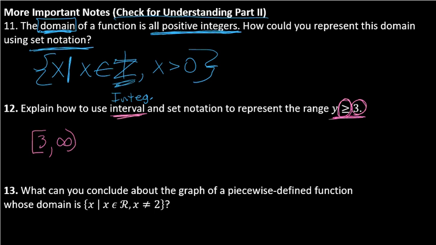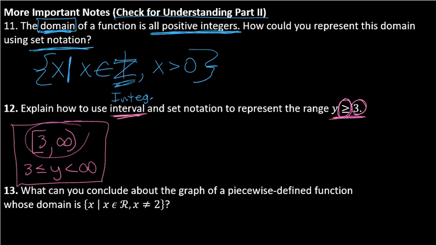So that means infinity. Okay, and basically what I'm saying here is that 3 is less than or equal to y is less than positive infinity. Okay, that's what this interval notation means right here. Okay, but when we say interval notation, we're talking just about the parenthetical.